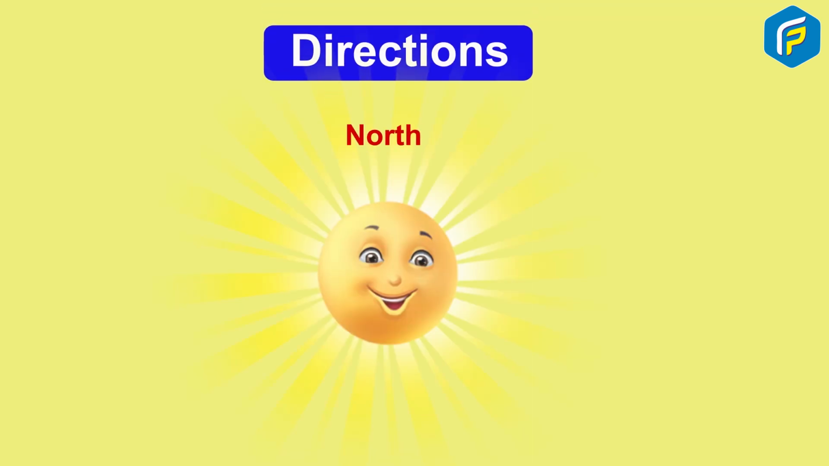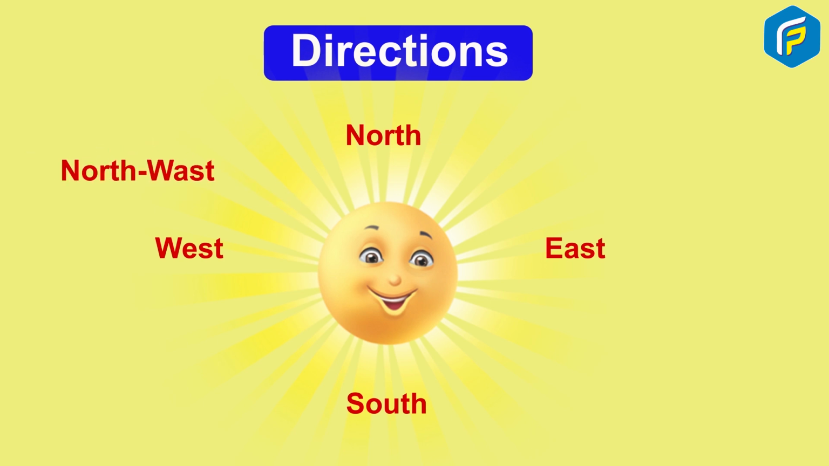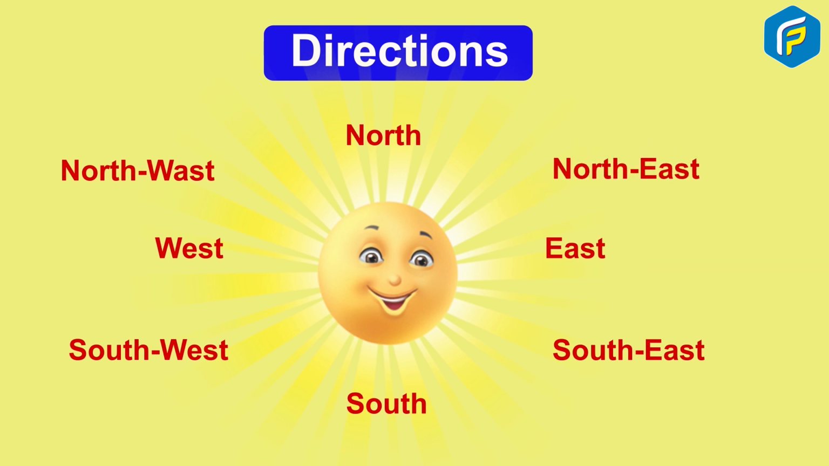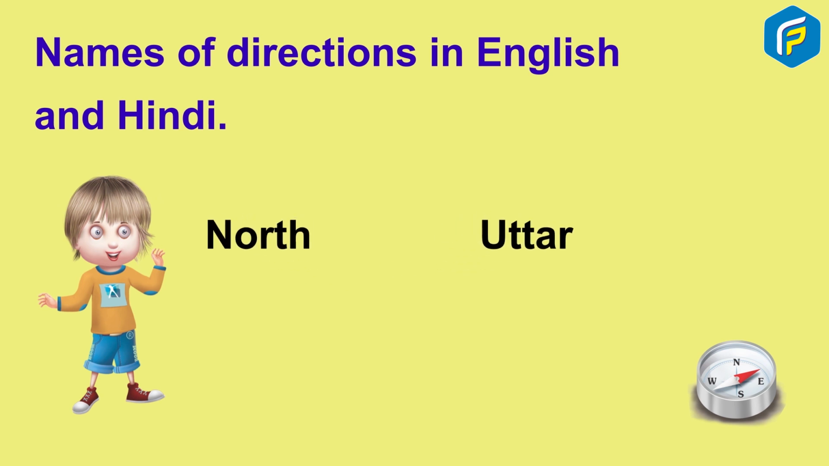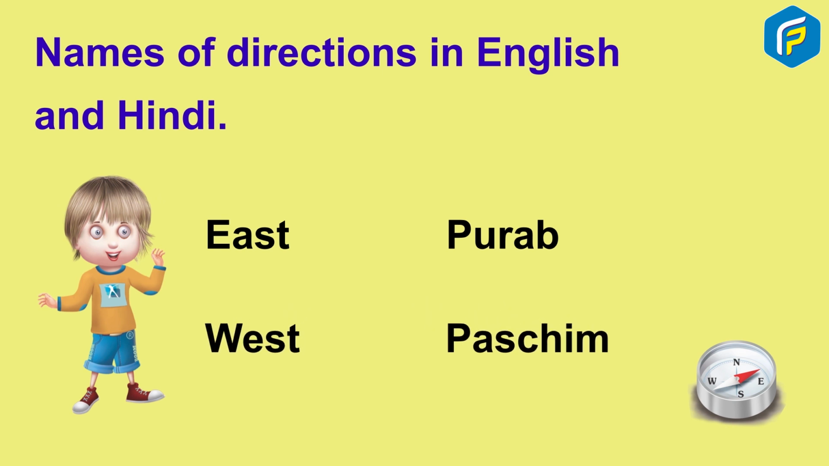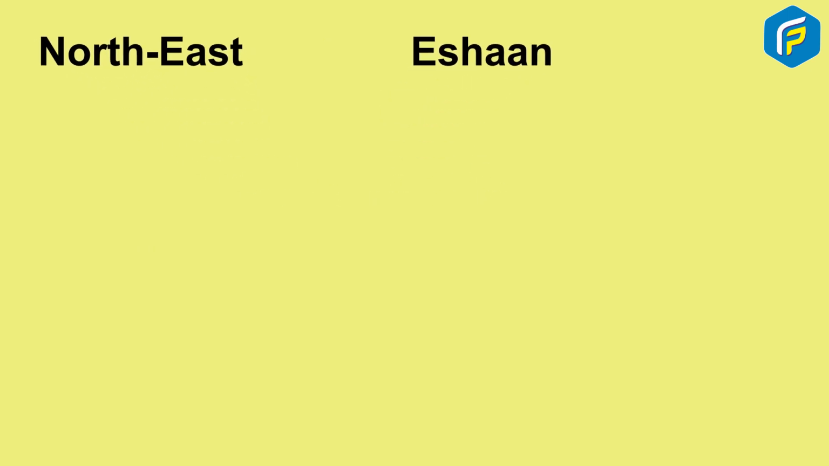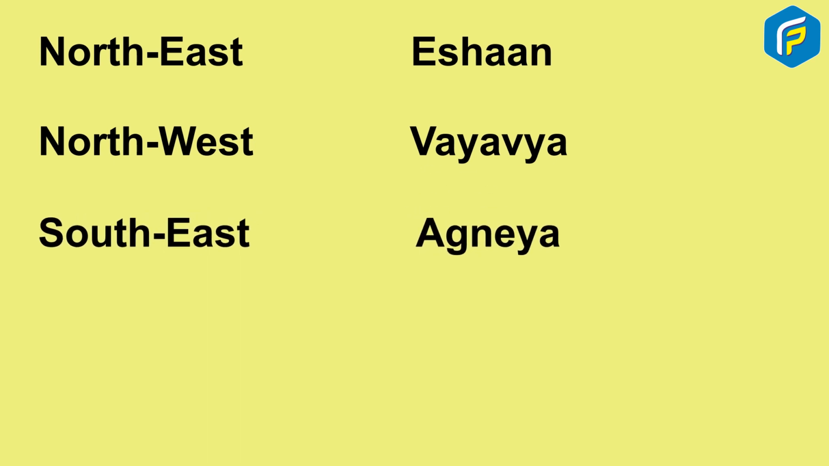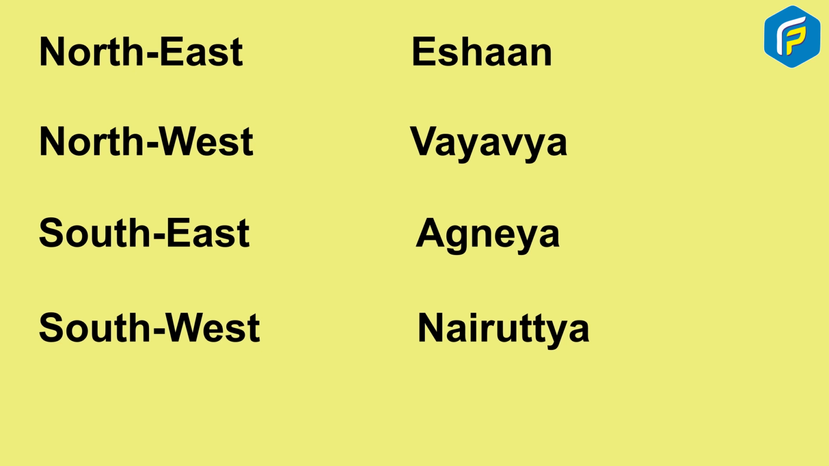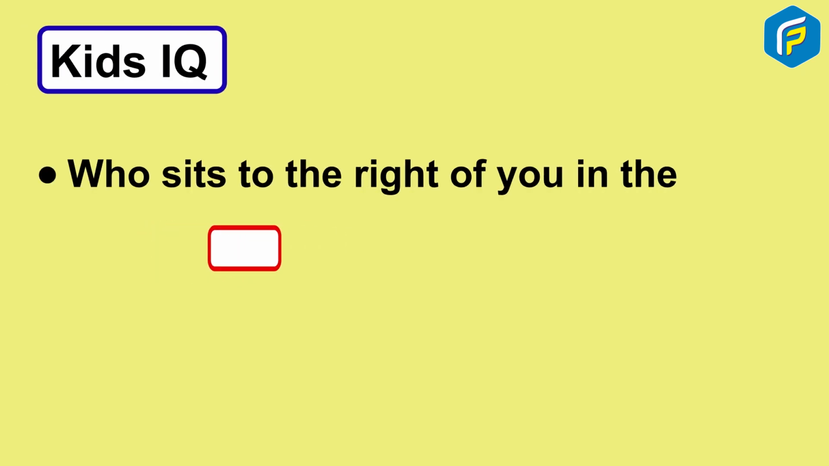Directions: north, south, west, east, northwest, southwest, southeast, northeast. Names of directions in English and Hindi: north, uttar; south, dakshin; east, purab; west, paschim; northeast, ishan; northwest, vayavya; southeast, agneya; southwest, nairutya.